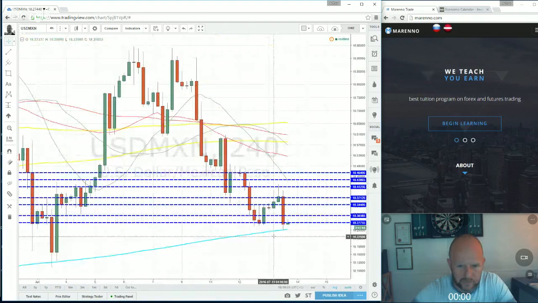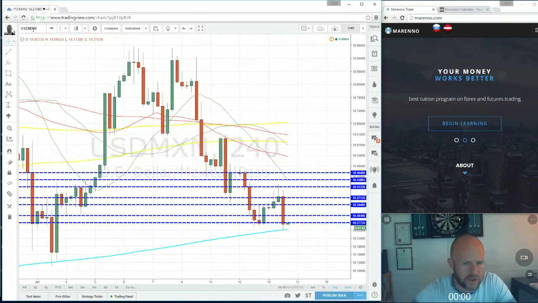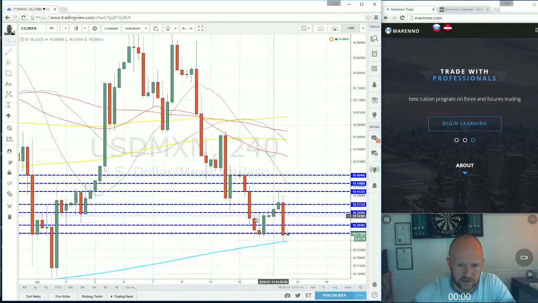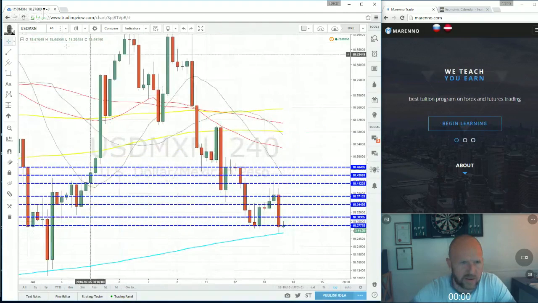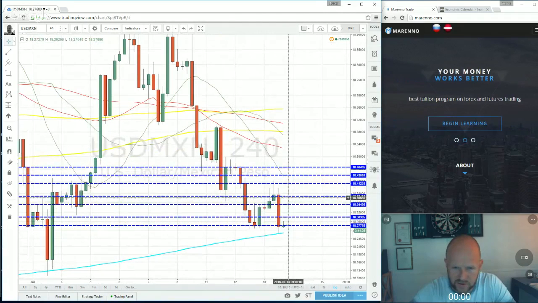Okay, we do have something that I don't like in this market. All right, so basically I wanted to sell it, and I sold it actually. I sold it at this level, 18.37125, with a limit order.